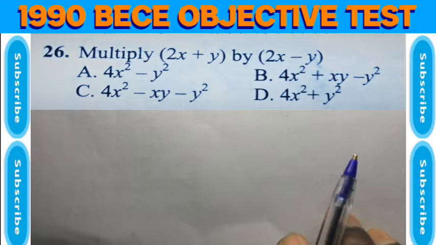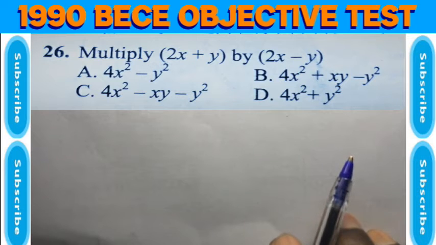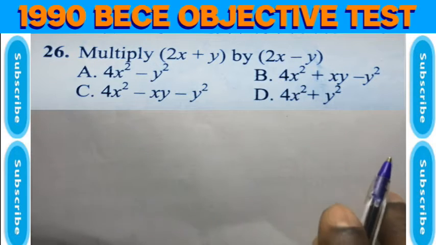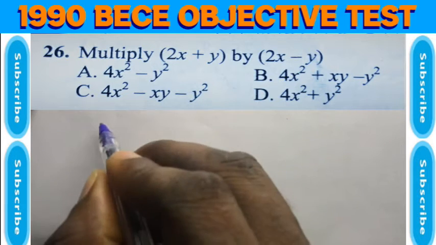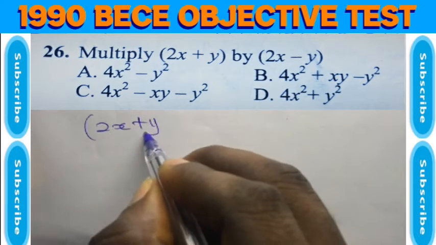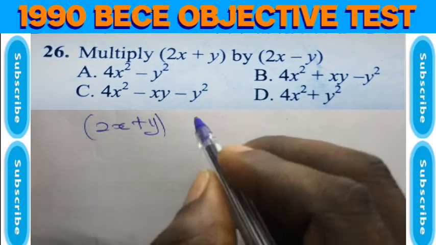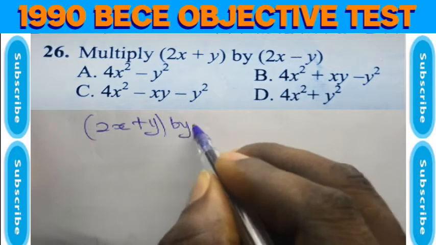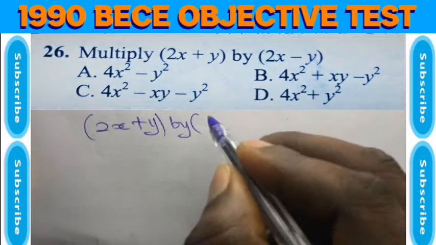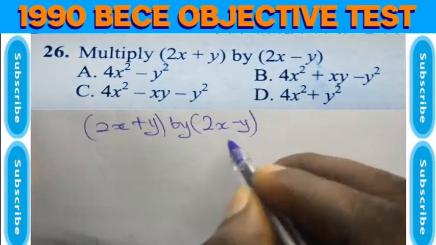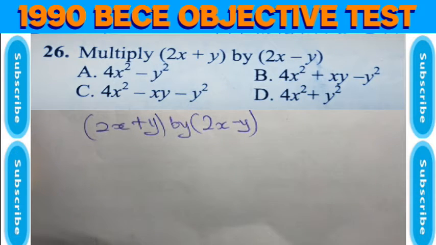With question 26, this is what we have. We are multiplying two expressions together. So let's write it down. We have 2x plus y by 2x minus y.